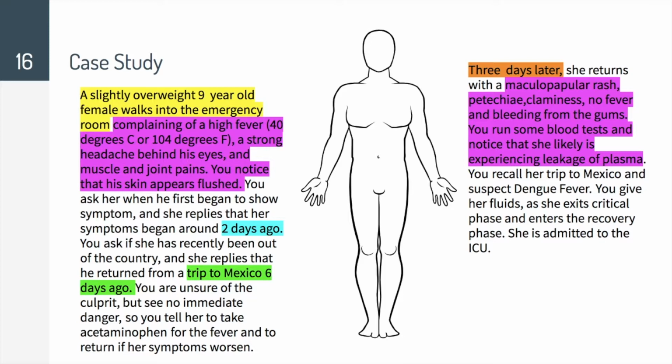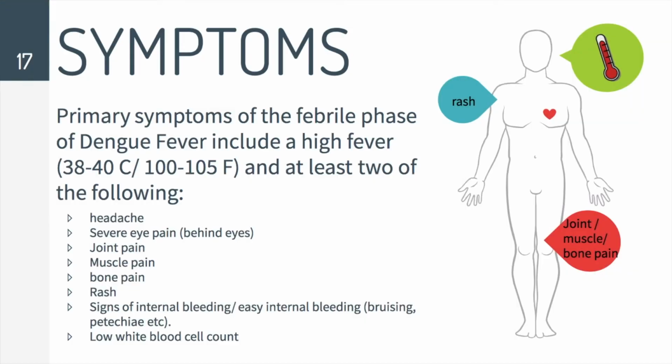So let's talk about the symptoms in a little bit more detail now. So beginning with the primary symptoms of the febrile phase of dengue fever. First, we see a high fever, 38 to 40 degrees Celsius, which is around 100 to 105 degrees Fahrenheit, and at least 2 of the following: a headache, severe eye pain, usually behind the eyes, joint pain, muscle pain, bone pain, a rash, signs of internal bleeding, easy internal bleeding, bruising, petechiae, and a low white blood cell count. We also see that these muscle pains, bone pains, those are all characteristic of the other name of dengue fever, which is breakbone fever, because you really have kind of aches and pains everywhere, and it's really awful.